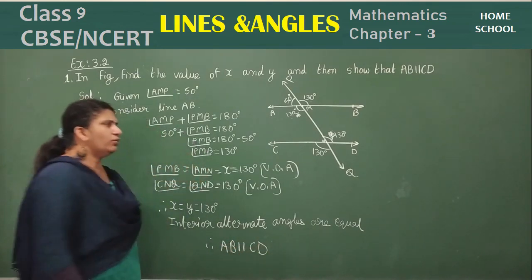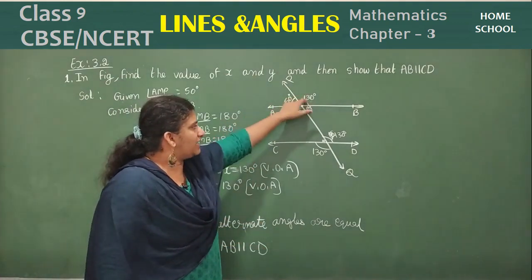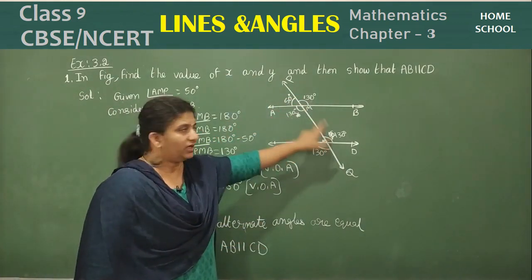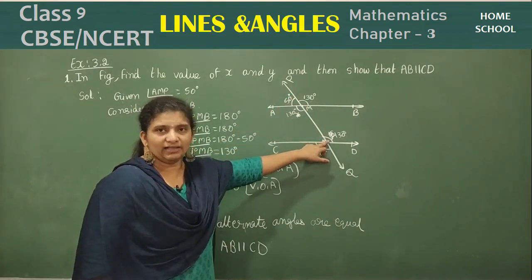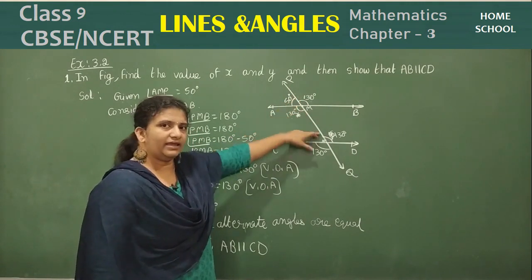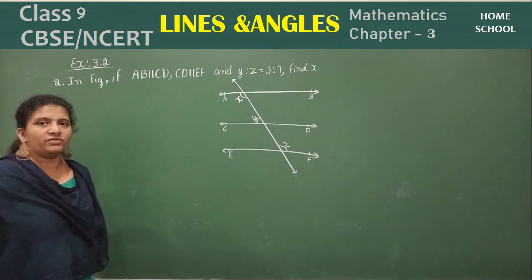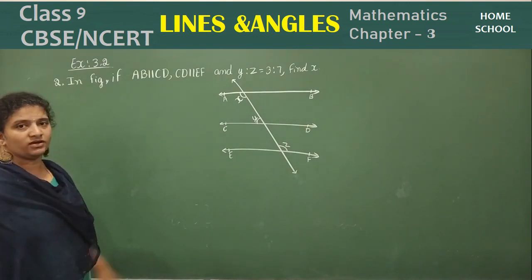That's it. You can prove it like this, children, or you can say this angle is 130, this is 130 by corresponding angles. These two corresponding angles are equal. Then I can say these two lines are parallel. Let's see the second problem here, children. What is the second problem here?